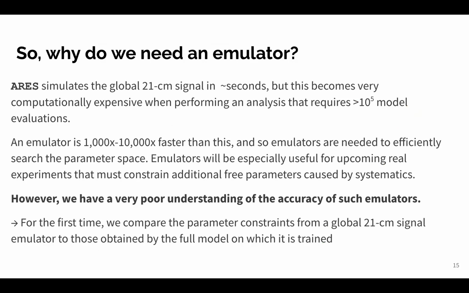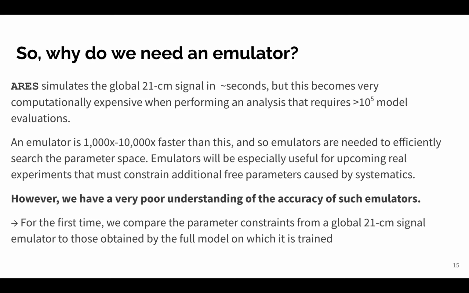So you might ask, why do we even need an emulator if we're able to model it? And so Aries, as we just talked about, is able to simulate the global signal in a matter of seconds, which might sound fast, but this becomes very computationally demanding and expensive when we're performing an analysis that requires on the order of 100,000 model evaluations. And that's what's happening when we search the likelihood function throughout this parameter space. We're evaluating the model 10,000, 100,000 times or even more. And so for a model that takes on the order of seconds to evaluate, that can become very computationally demanding.